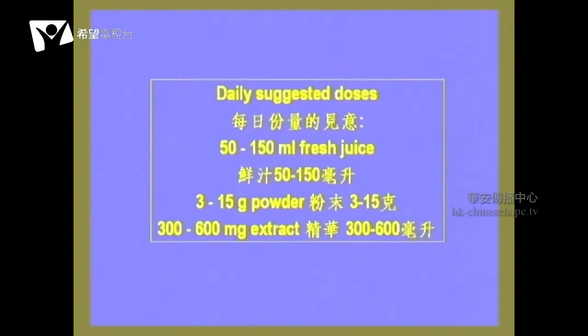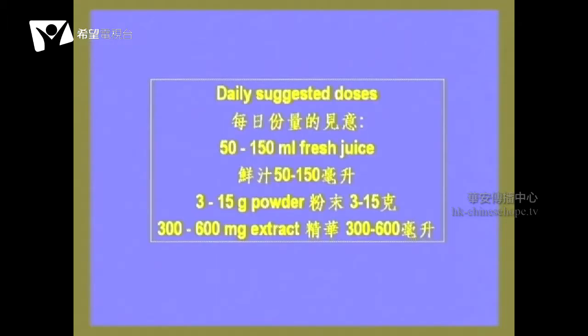Or if a person does not like the taste, he can use it as a powder, like 3 to 15 grams of the powder, or 300 to 600 milligrams of the extract.